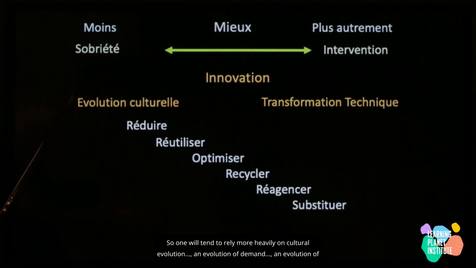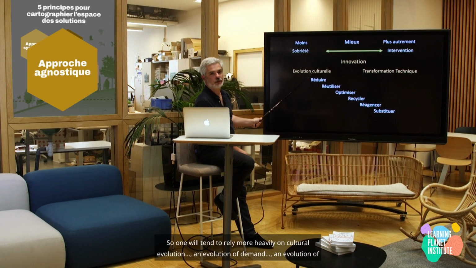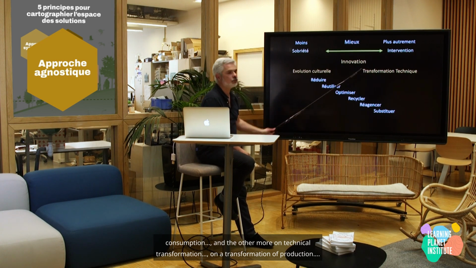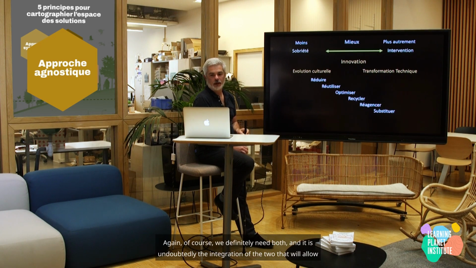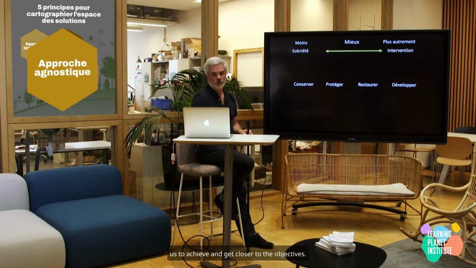So one will tend to rely more heavily on cultural evolution, an evolution of demand, an evolution of consumption, and the other more on technical transformation, on a transformation of production. Again, of course, we definitely need both, and it is undoubtedly the integration of the two that will allow us to achieve and get closer to the objectives.